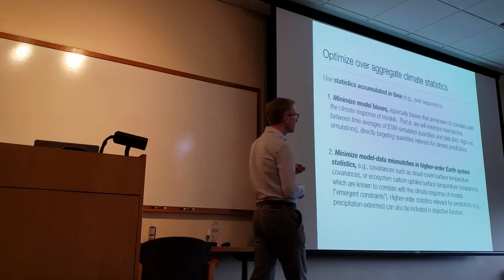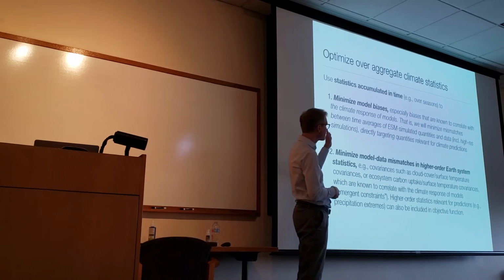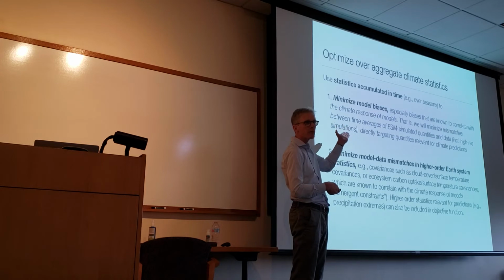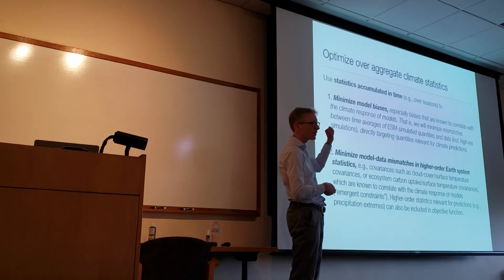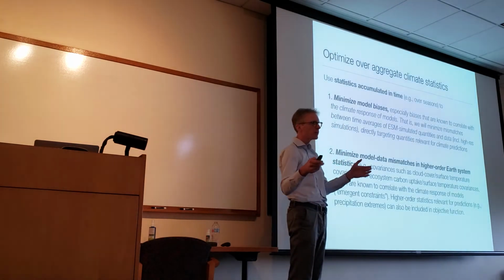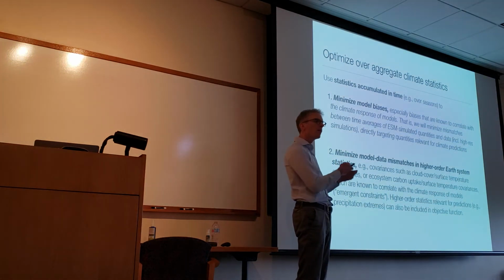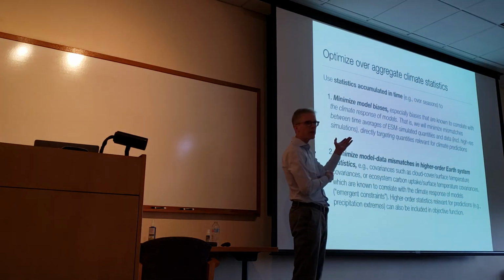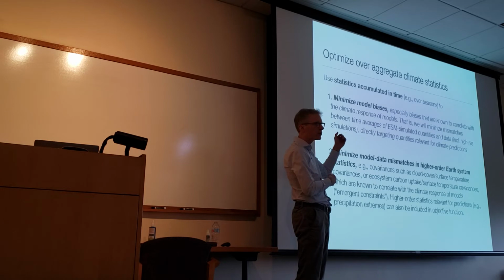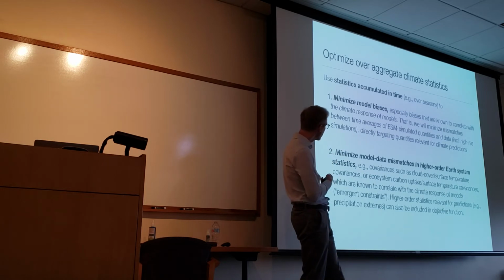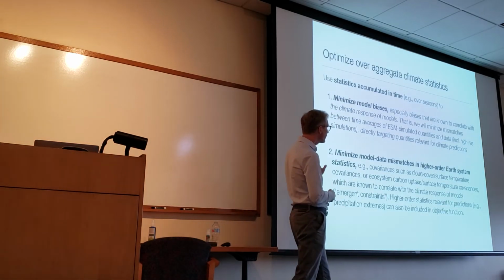And then what you can do is minimize mismatches in statistics and mean values, like the cloud cover statistic I showed yesterday, between simulations and observations. You can minimize those by varying parameters in parameterization schemes, like the one I showed you: the entrainment rates, mixing length, and the like. But you can do the same thing with higher order statistics.